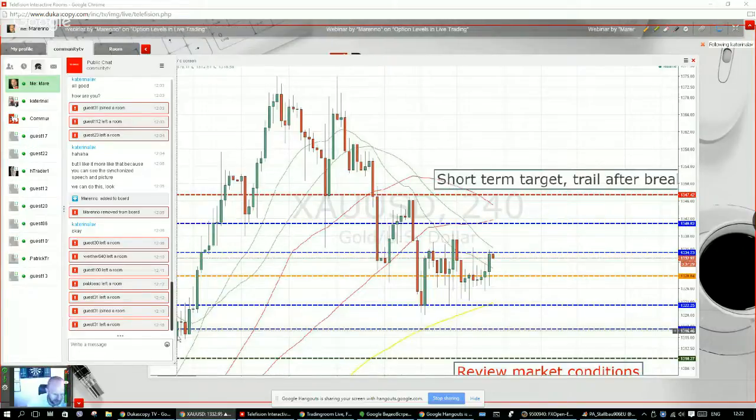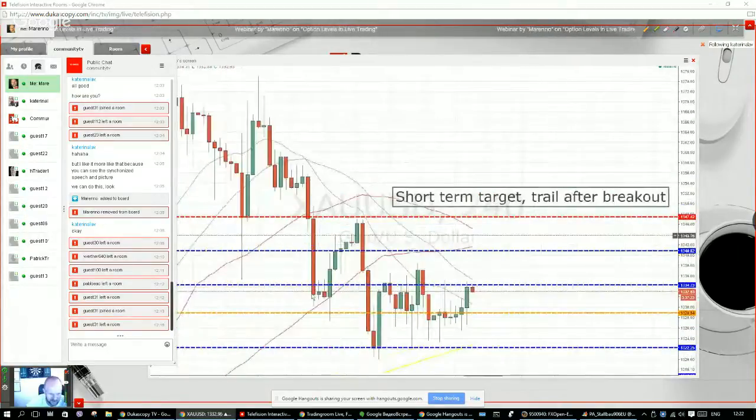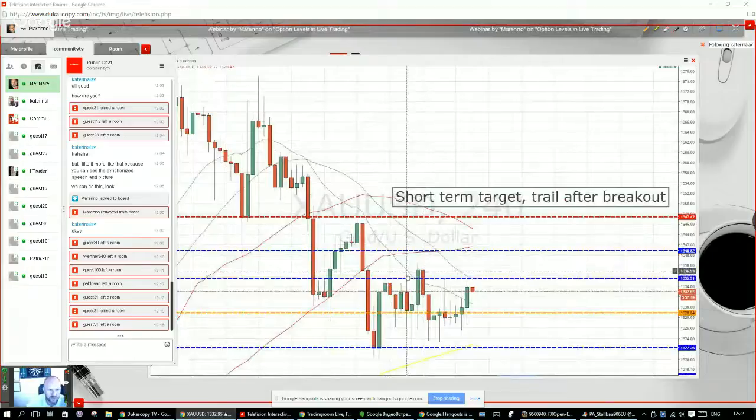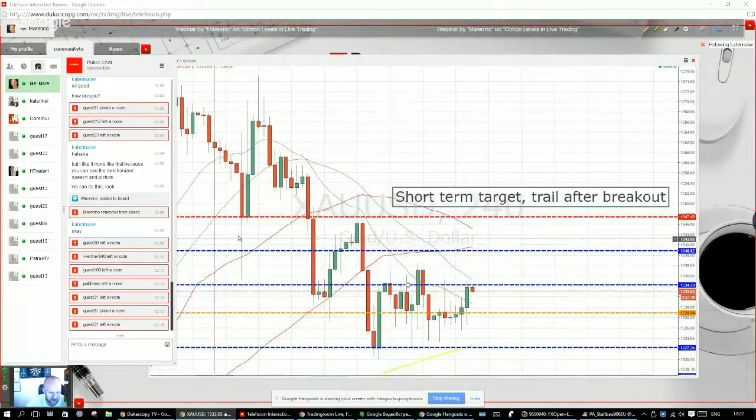If the body of this candle, the signaling candle, which is this one, was very, let me make it a little bit bigger.